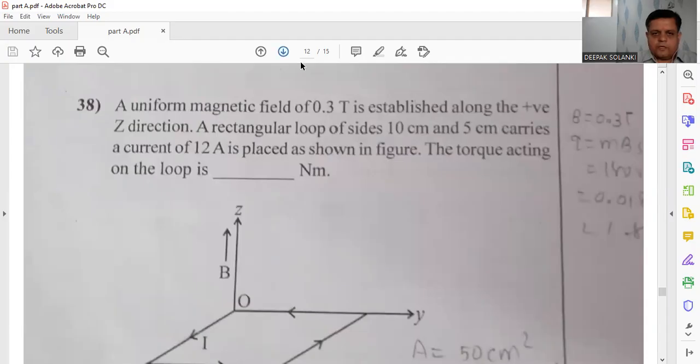Uniform magnetic field 0.3 Tesla is established along the positive Z direction. A rectangular loop of side 10 centimeter by 5 centimeter carries a current of 12 ampere. The torque acting on this. Now listen.